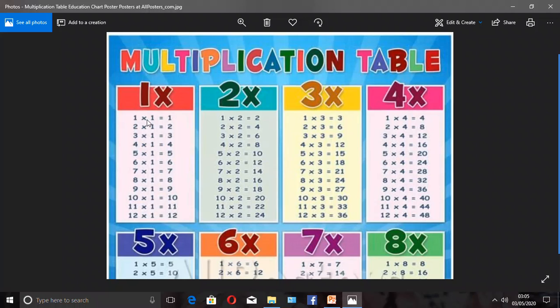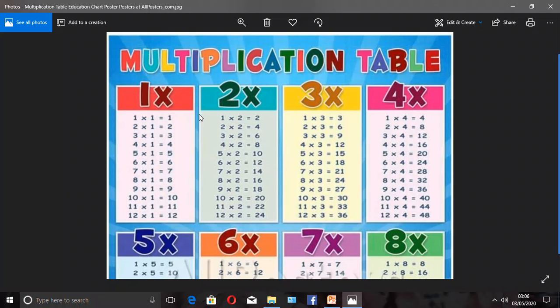So 1 times 1 gives us 1. 2 times 1 gives us 2. 3 times 1 gives us 3. 4 times 1 gives us 4. 5 times 1 gives us 5. 6 times 1 gives us 6. 7 times 1 gives us 7. 8 times 1 gives us 8. 9 times 1 gives us 9. 10 times 1 gives us 10. 11 times 1 gives us 11. And 12 times 1 gives us 12. Same with 13 and every other number.